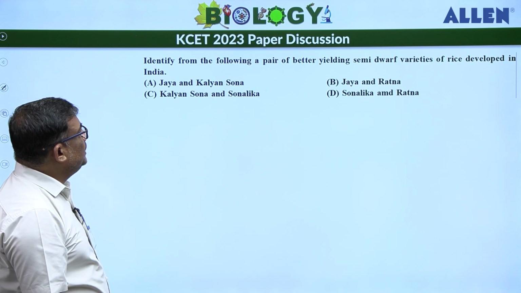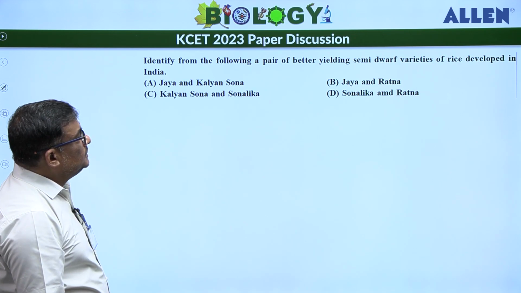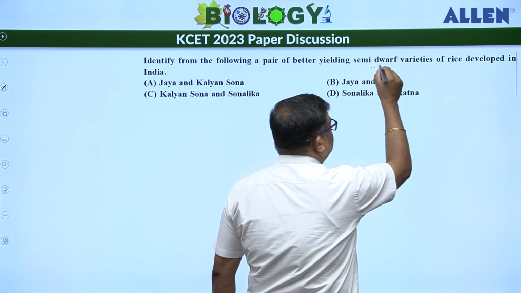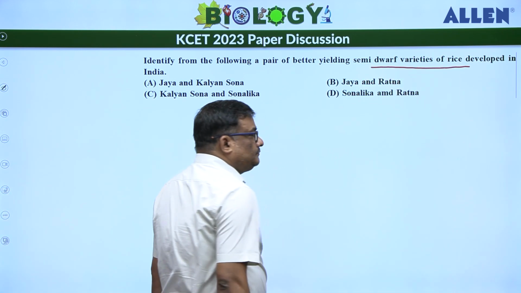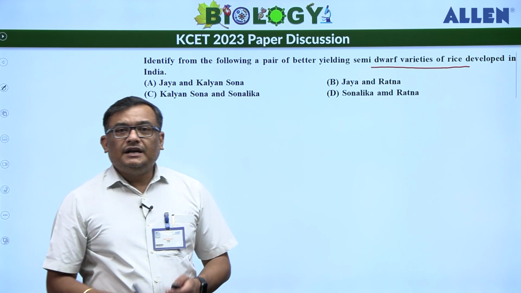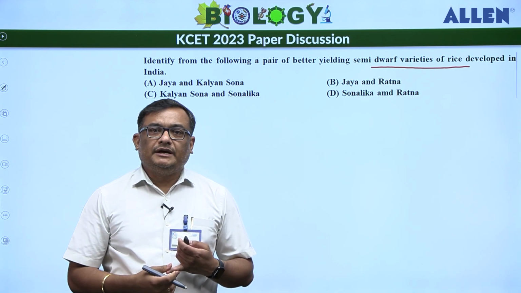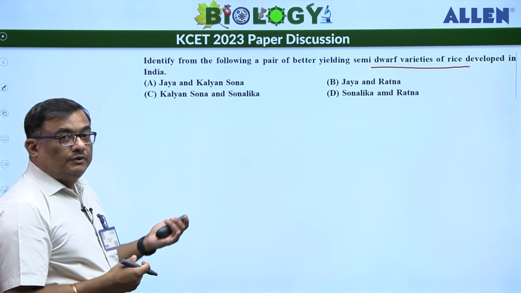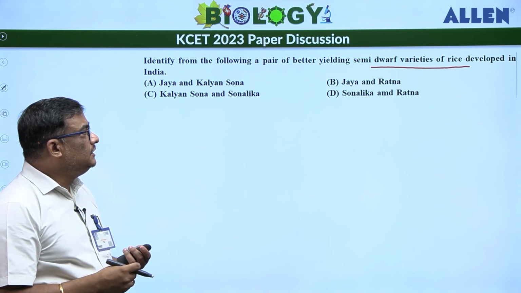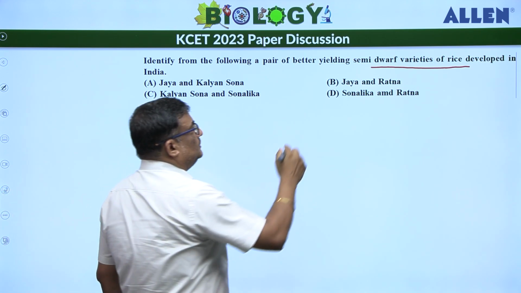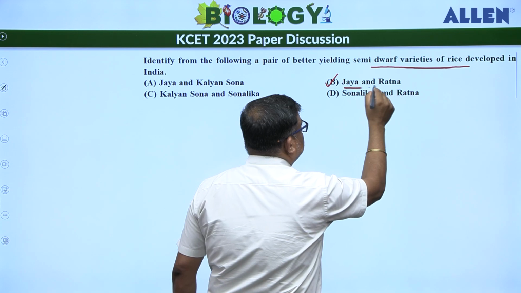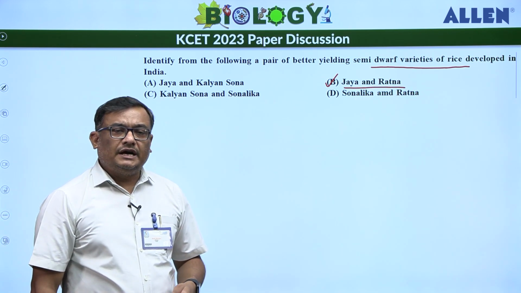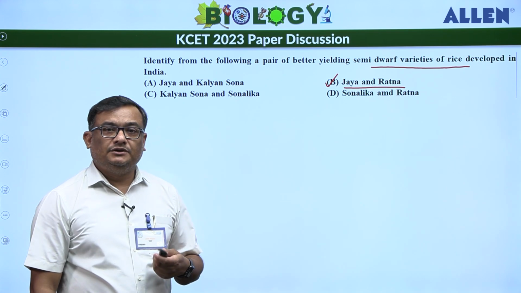Identify from the following a pair of better yielding semi-dwarf varieties of rice developed in India. Semi-dwarf varieties of rice were developed in India during the first Green Revolution, which was headed by MS Swaminathan, a legendary scientist as well as worker in the field of agriculture. The answer is Jaya and Ratna. These are the two semi-dwarf varieties of rice, and it was influenced by the work of Norman Borlaug, who was basically creating the high-yielding variety of wheat.